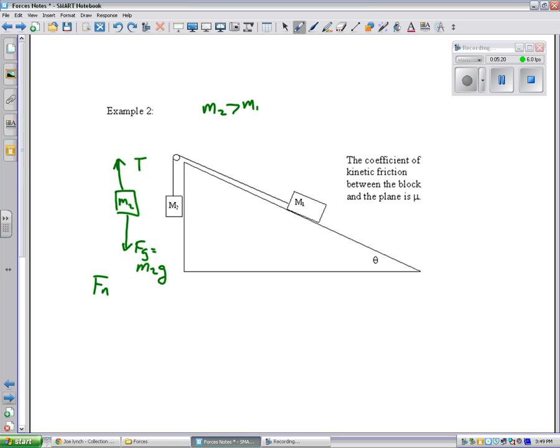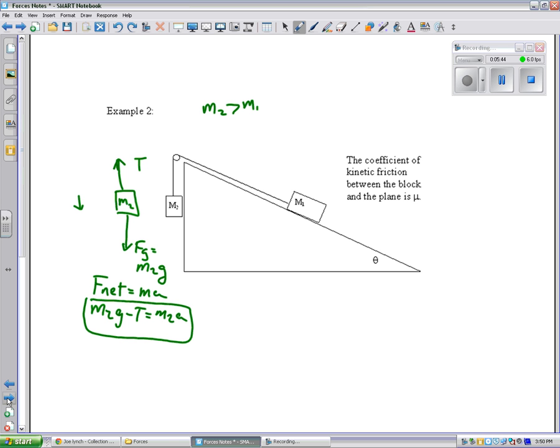The reason I need to know that is when I do the FNet equation, I need to know which way it's going to move. So since this one is going to move down, I'm going to do M2G minus T equals M2A. So there is my equation for that block. Now for the fun one.